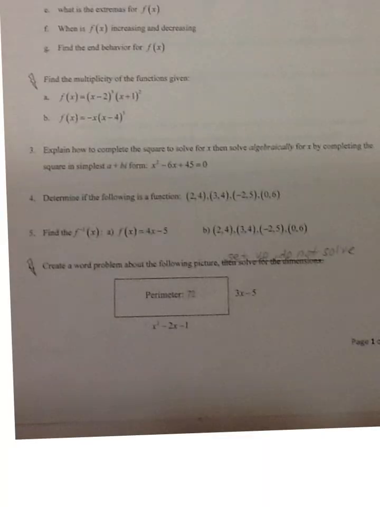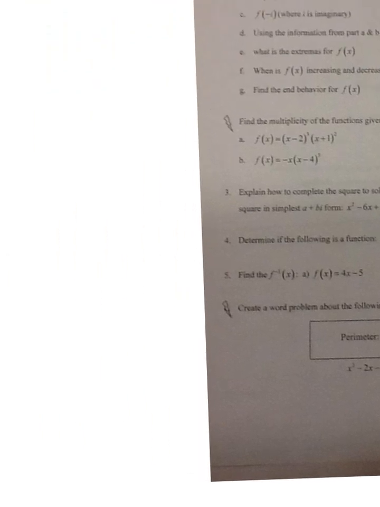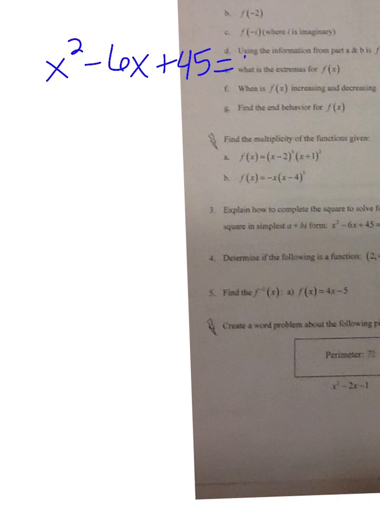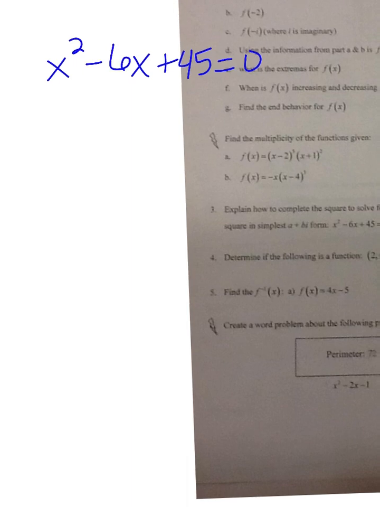Okay, so number 3 says to explain how to complete the square to solve for x, then solve algebraically for x by completing the square in simplest a plus bi form. All right, so let me write the equation down first. So that's x squared minus 6x plus 45 is equal to 0. Okay, so what I want to know is how would I complete the square?